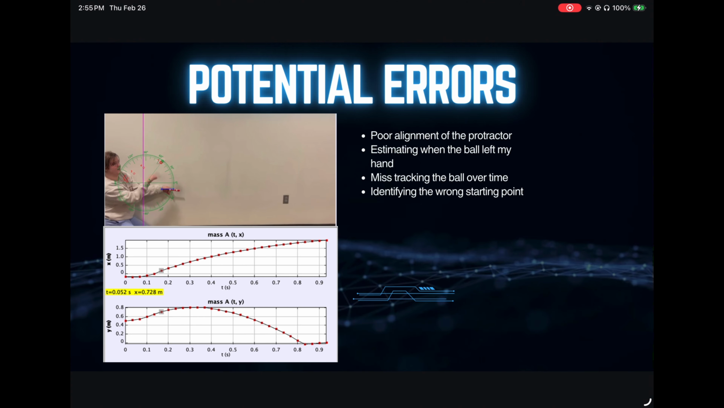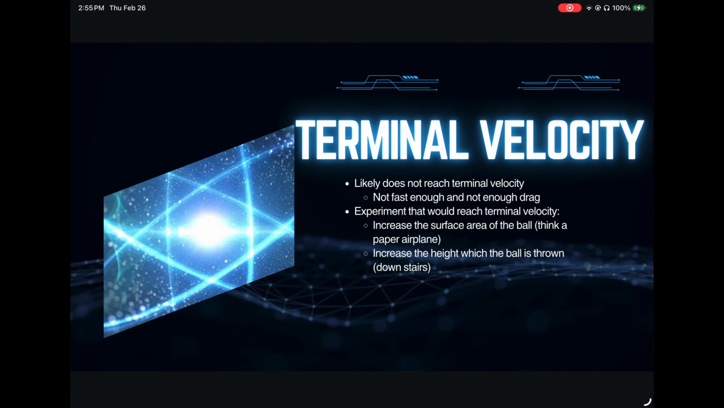So speaking about terminal velocity, our ball is not likely to have reached terminal velocity, mostly because it's not fast enough and there was not enough drag in the air. Also, our ball is not very aerodynamic. An experiment that would actually reach terminal velocity is to increase the surface area of the ball, think like a paper airplane, and then also increase the height at which the ball is thrown, so like downstairs.